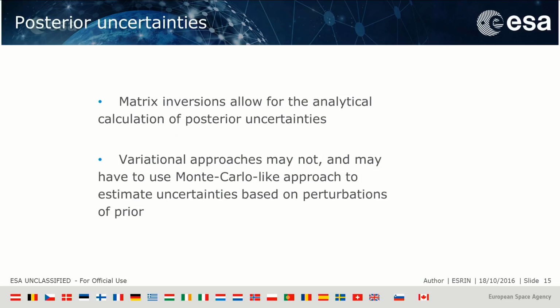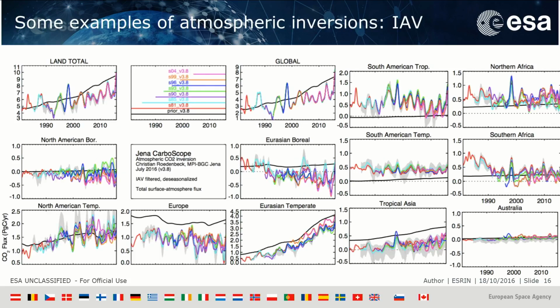So again, the posterior uncertainties: if we had matrix inversions, if we had the biggest memories in the world, then we would be able to analytically calculate the posterior uncertainties, which is really nice. Variational approaches, depending on how they're organized, may not be able to solve them exactly, and may sometimes use a Monte Carlo-like approach to estimate uncertainties based on doing things like perturbing the prior. So, all right, and this is the kind of output that we get.